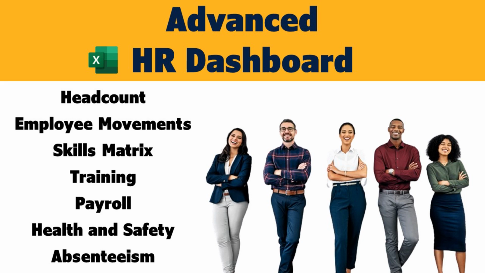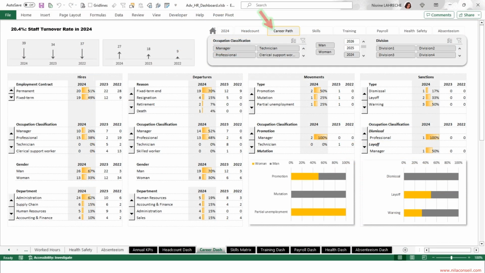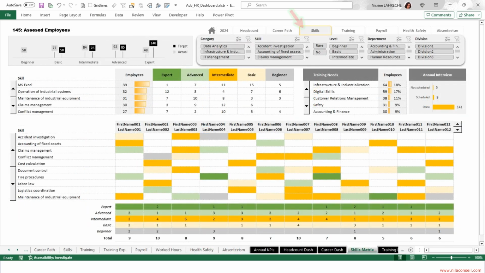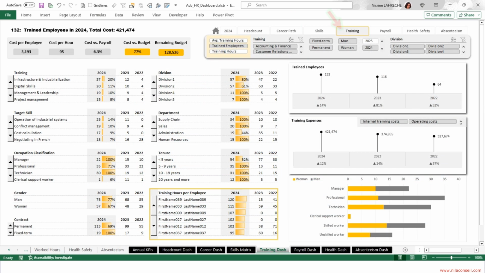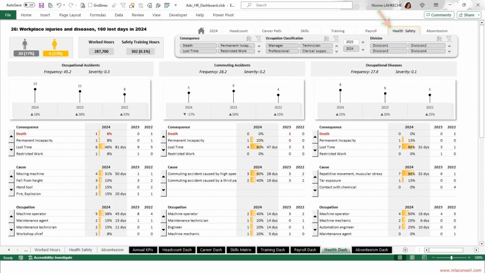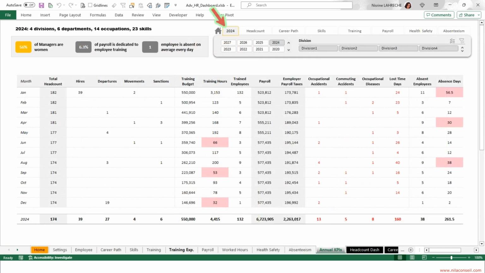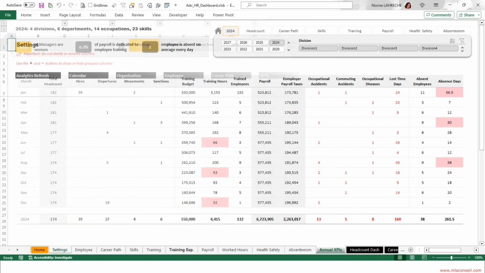This Excel dashboard template allows you to track the main human resources KPIs of your company over 3 years. Headcount, employee movements, employee skills, employee training, payroll, employee health and safety, and absenteeism. This human resource management tool will help you implement and improve the company's HR strategy.